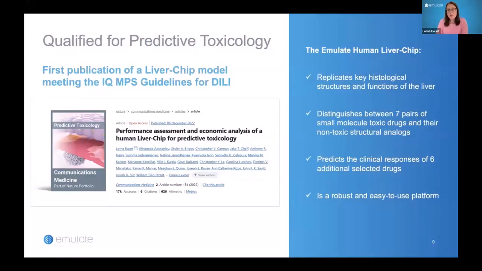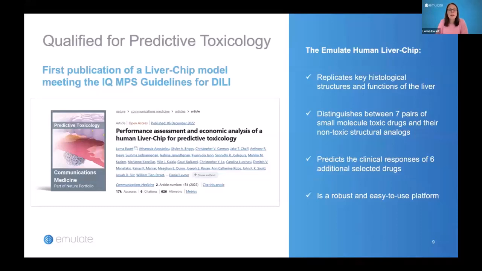What we have been doing over the last 18 months or so at Emulate is using guidelines that were published by the IQ-MPS consortia. For those who are not familiar, IQ stands for Innovation and Quality. It's a pre-competitive group that pharma companies can join, and their goal really is to drive innovation and qualification. They want to do that in a non-competitive manner, such that new technologies can reach the companies and be utilised to improve the drug discovery and development process.